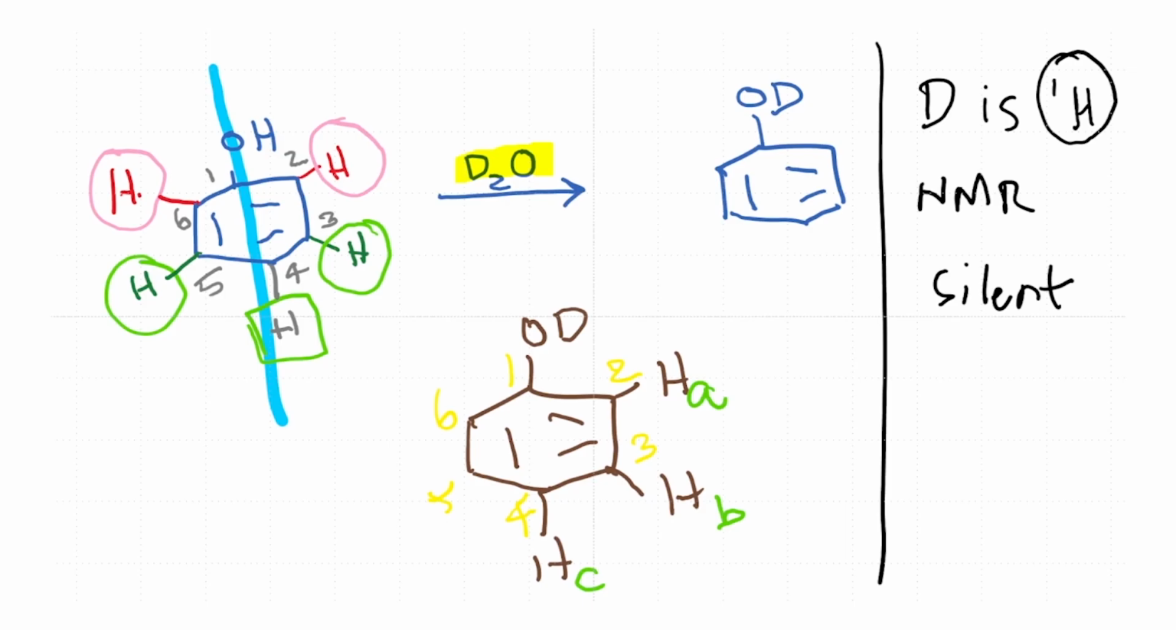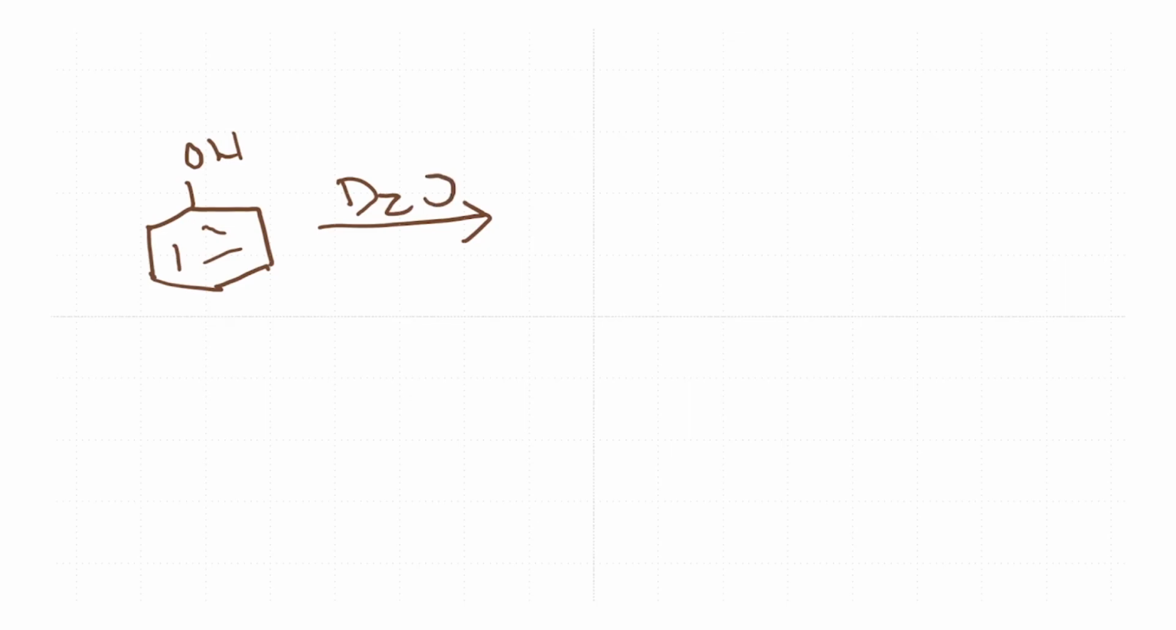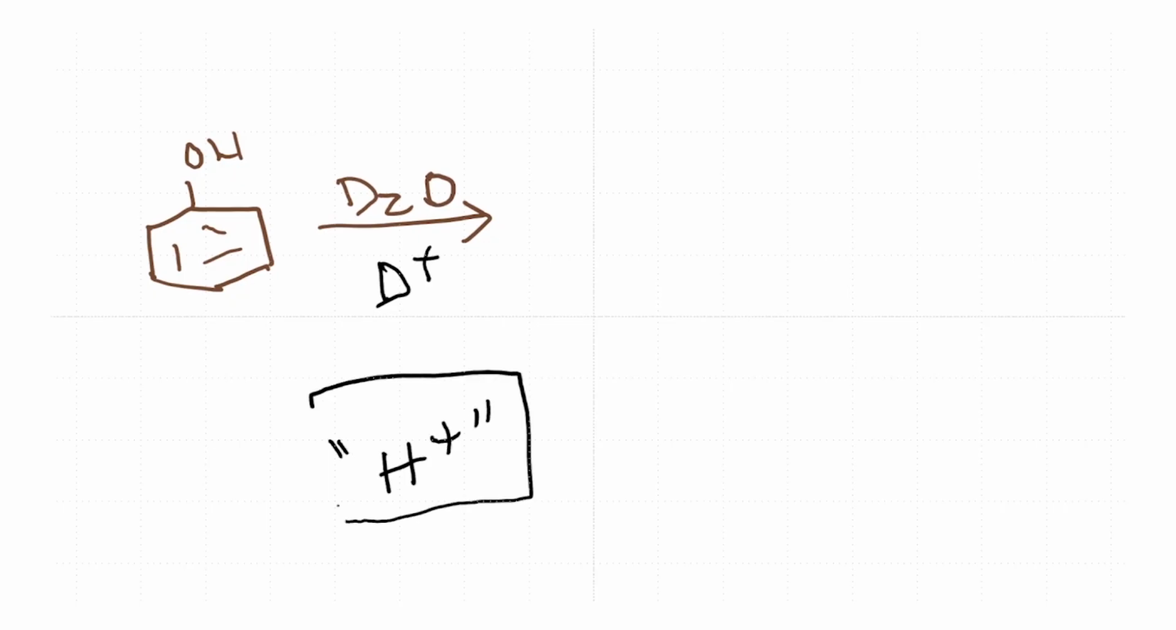Now the experiment that we want to do is we take phenol or deuterated phenol in D2O, and add some amount of D plus. D plus is basically the equivalent of H plus, except that it is a deuterium. Now, as we just discussed this, then you record the NMR spectrum.